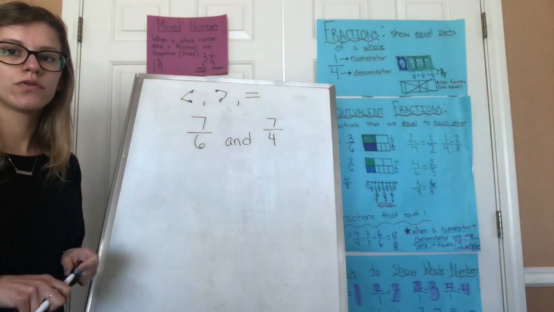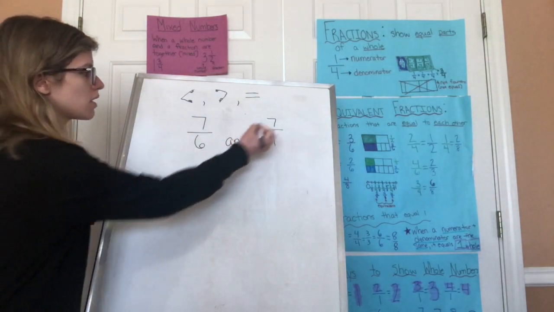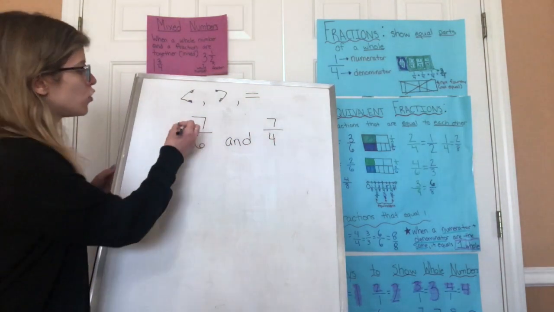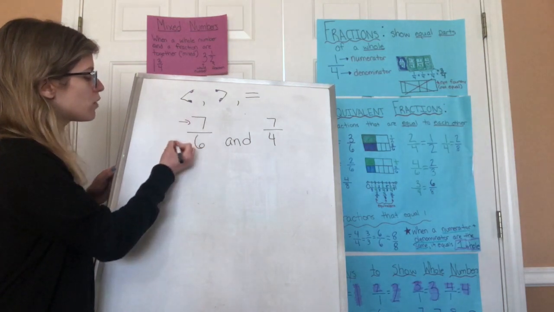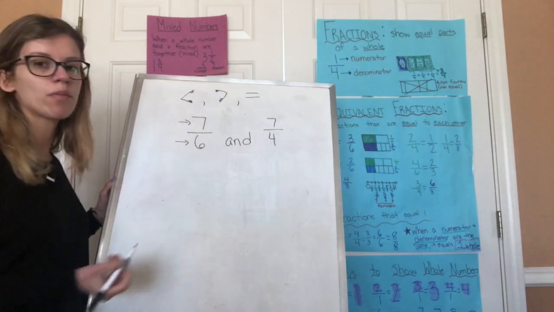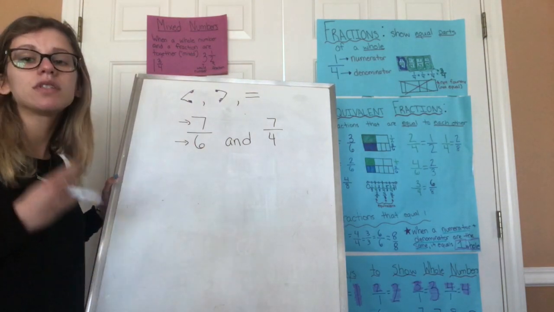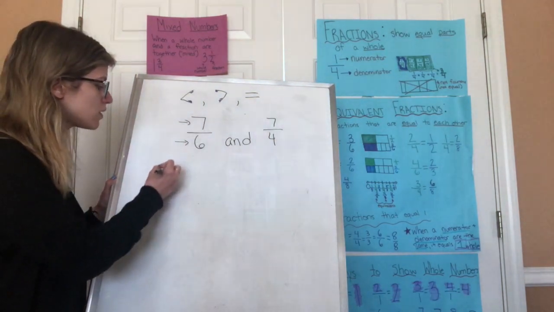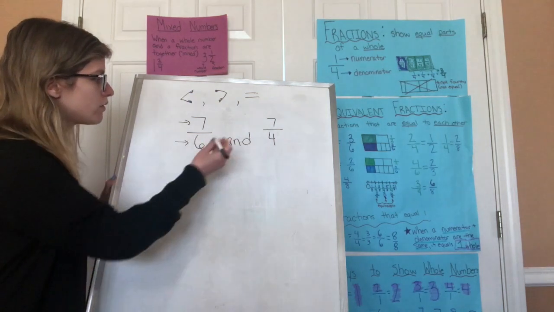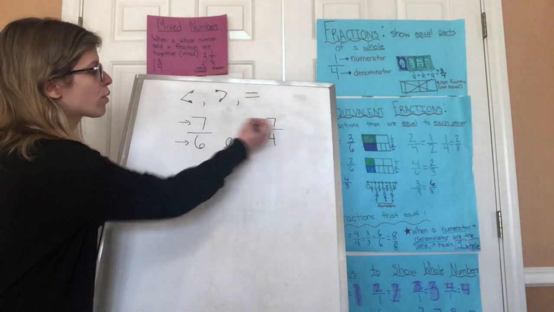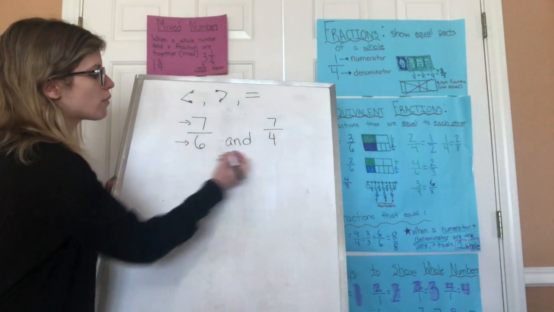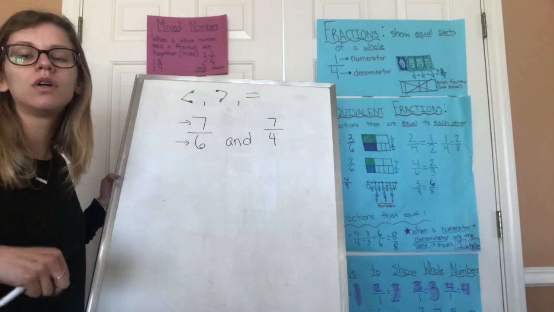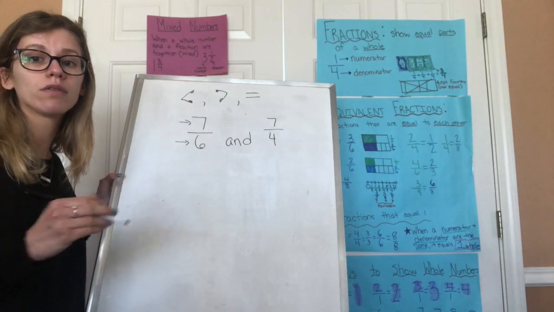Let's look at the two fractions, 7/6 and 7/4. And I remember that we said that when a numerator, my top number, is bigger than my denominator, my bottom number, that means it's more than one whole. So if I was to do 7/6 and 7/4, where both numerators are bigger than my denominators, I know that I need to have more than one whole, or more than one fraction bar for each.